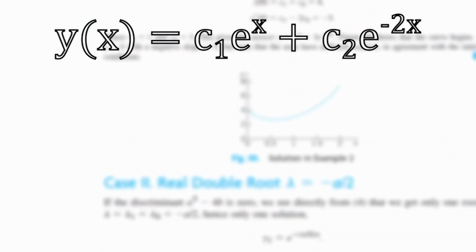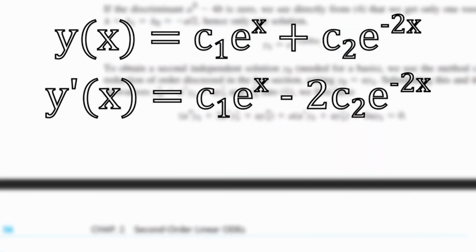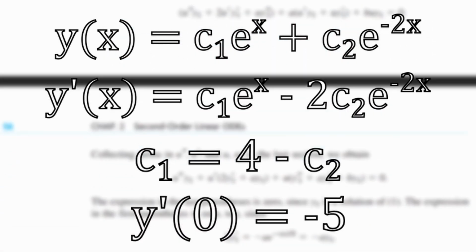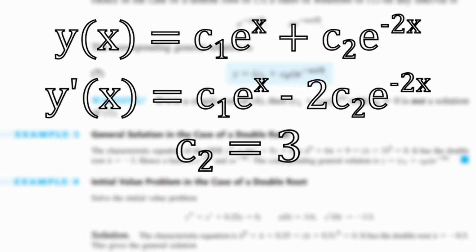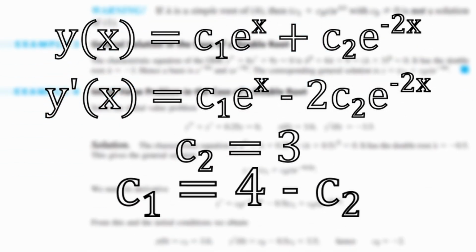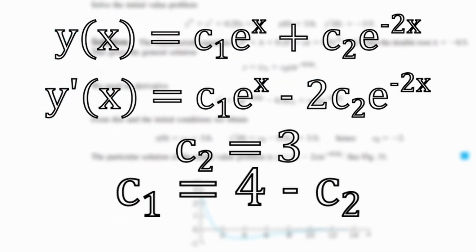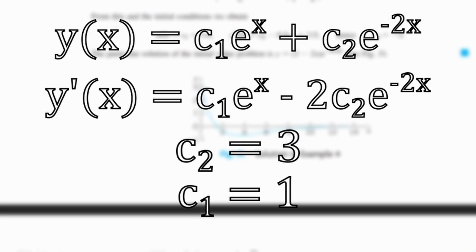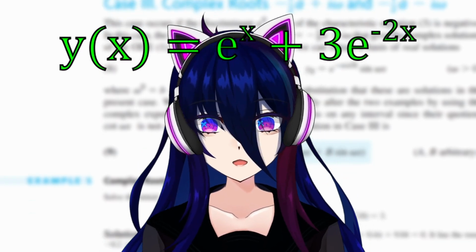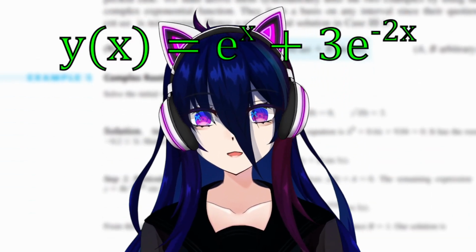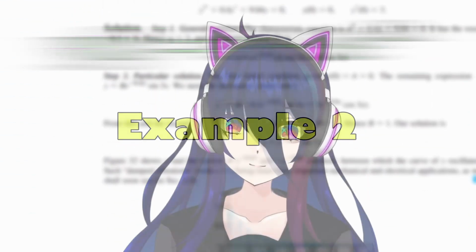Our second initial condition requires the use of the derivative. So we take the derivative of the general solution. We can plug in c1 = 4 - c2 and then solve for c2. This gets us that c2 = 3. We go back and plug that into our original c1 = 4 - c2 to find that c1 is equal to 1. With both c1 and c2 known, we can finally get an exact solution. y(x) = e^x + 3e^(-2x).